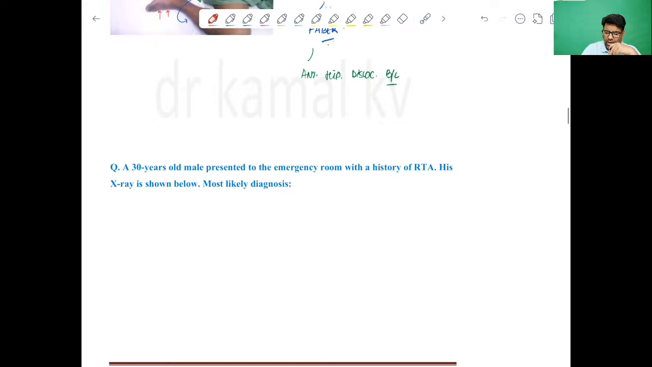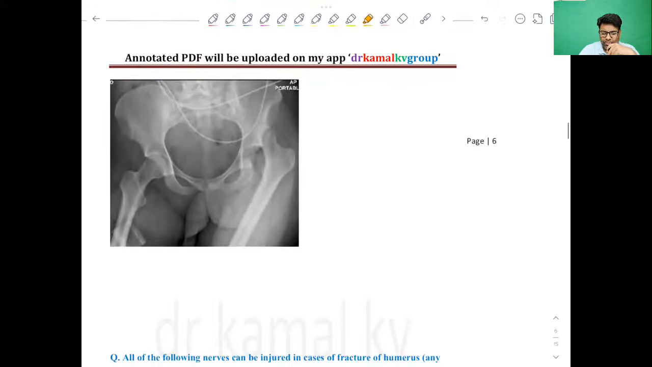Then again there is a history of RTA. Now an X-ray is shown below. Now you have to identify what injury is being shown on the X-ray. Now here obviously we can see this is the acetabulum, right? And this one is the head of femur. So we can say that the head of femur has moved out of the acetabular cavity. So one thing is that it is a case of hip dislocation.